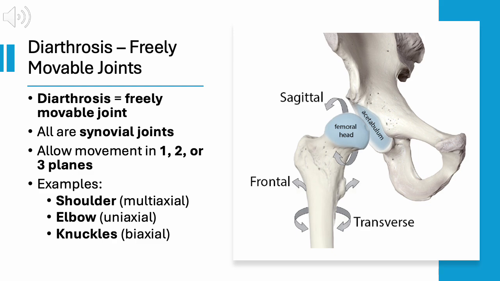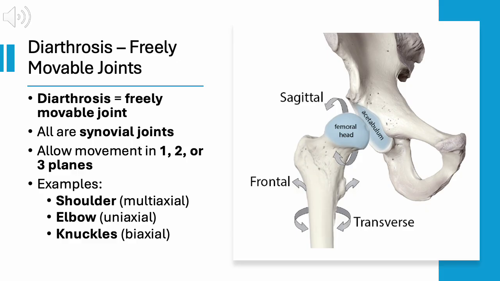Lastly, we have diarthroses. These are freely movable joints, and they're responsible for nearly all of our conscious body movement. All diarthroses are structurally synovial joints. That means they have a fluid-filled joint cavity, articular cartilage, and often extra features like ligaments or bursae for support and motion.